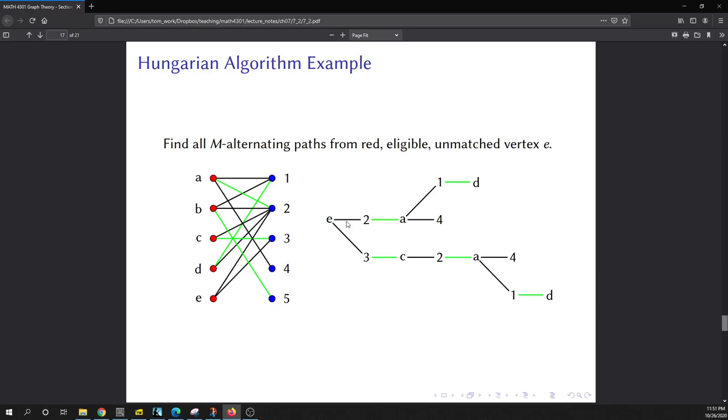I'm going to change the color of the edge from E to 2 to green. The edge from 2 to A, I'm going to change to black. And the edge from A to 4, I'm going to change to green. In other words, I'm putting the black edges into the matching, and I'm removing this green edge, the edge from 2 to A, from the matching. And so that would look like this.